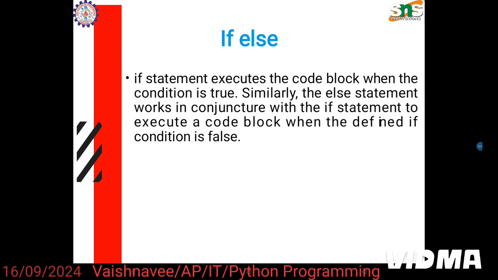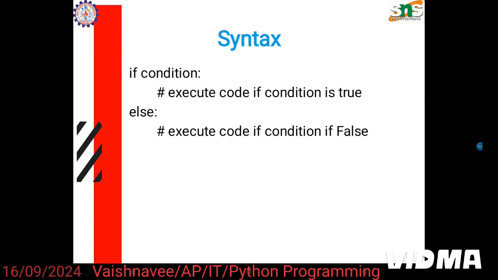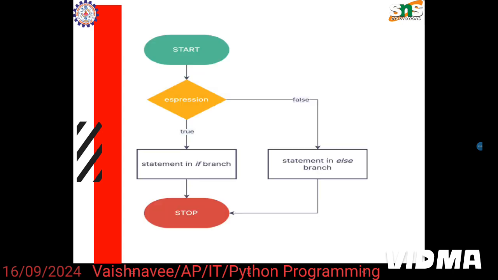So here comes the if else statement. Previously we saw that if a statement is true, it will execute the statement in the if block. If the statement is false, it will exit. Here comes the if else statement. If the condition is true, it will execute the code of the block in the if statement. If the condition is false, it will execute the code of the block in the else statement. Here is the syntax: if condition colon, then the code to be executed, and else for when the condition is false.